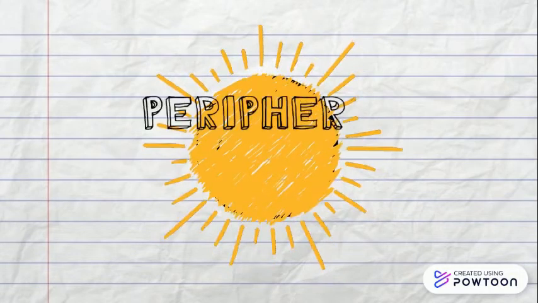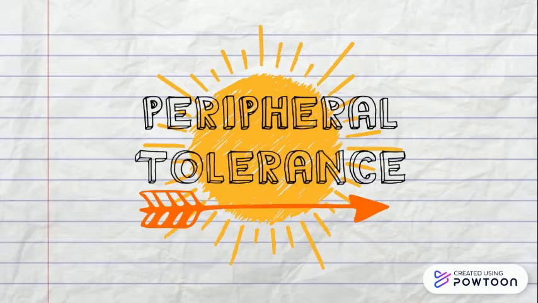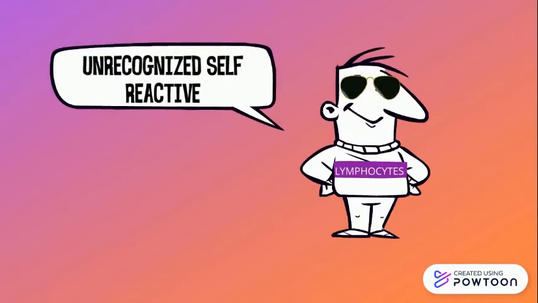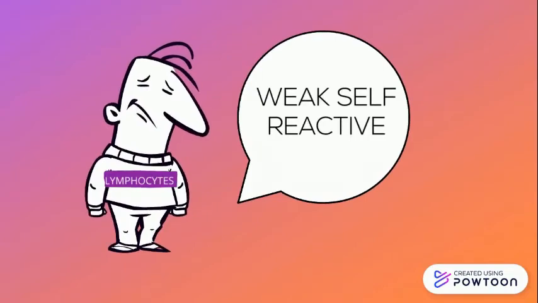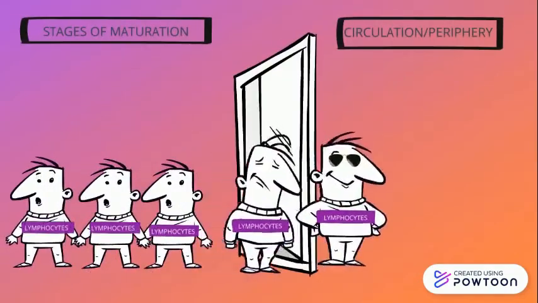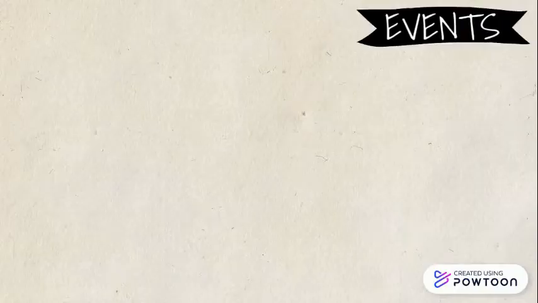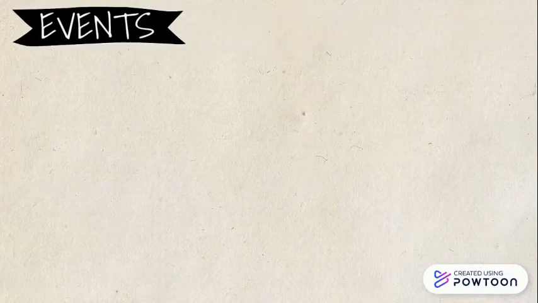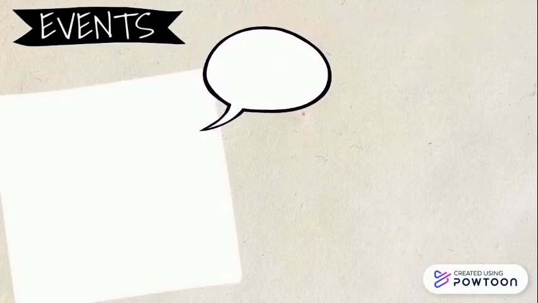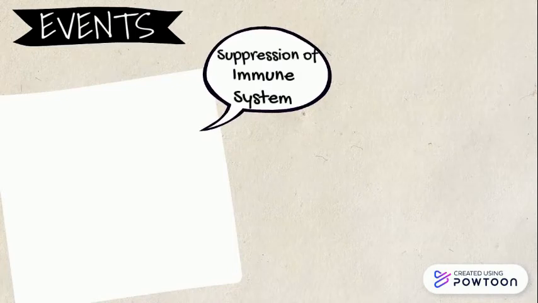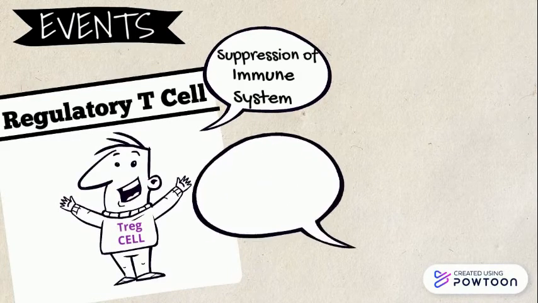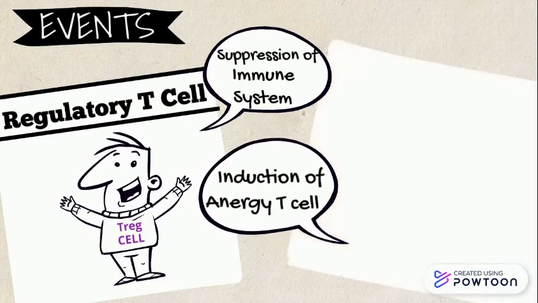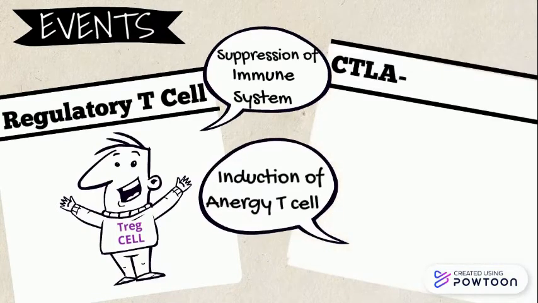Next, we are going to learn about peripheral tolerance. It happens because unrecognized self-reactive lymphocytes and weak self-reactive lymphocytes have entered the circulation during negative selection. Two main events that happen during peripheral tolerance are suppression of the immune system by regulatory T cells and induction of anergy in T cells by the CTLA4 molecule.